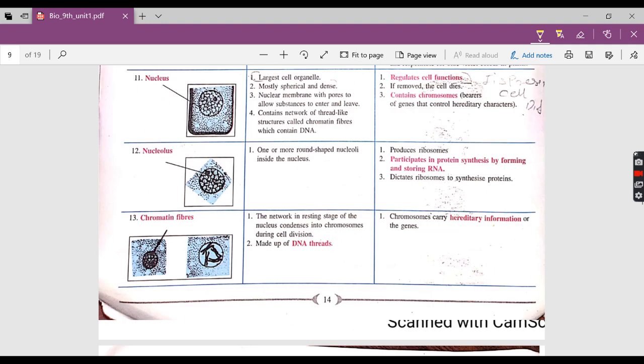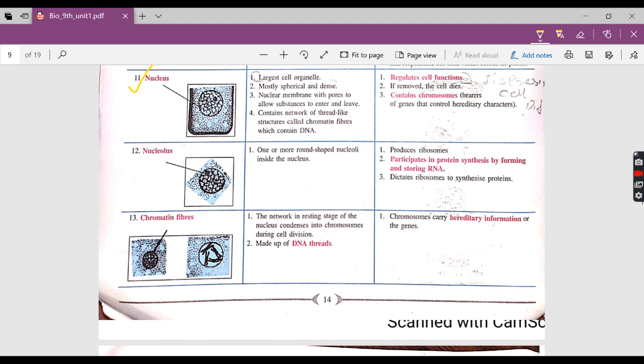Next we have the nucleus, which is the largest cell organelle and also the most important one. It is spherical and dense in nature, and also it has pores to allow substances to enter and leave it. It is very important as it regulates cell function. It contains the chromosomes, and if removed, the cell dies. It is very important as it not only regulates the cell functions but is also responsible for controlling the hereditary characters contained in the chromosomes.